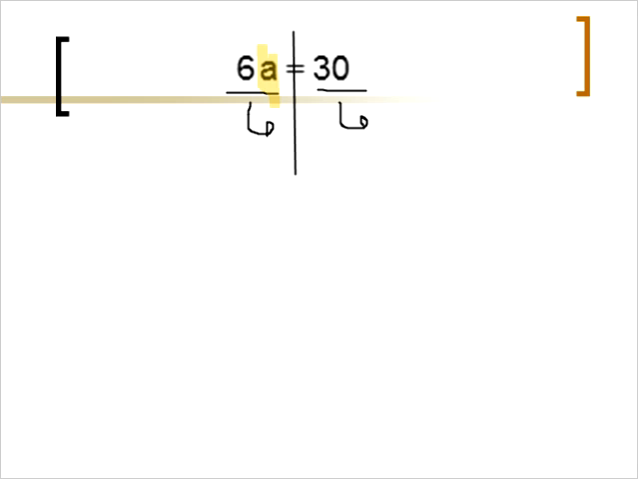So the opposite of multiplication is division. So here, 6 divided by 6 is just 1a, and 30 divided by 6 is 5. And how we write this in algebra is just a equals 5. We do not need to write the 1 that appears in front of our variable.